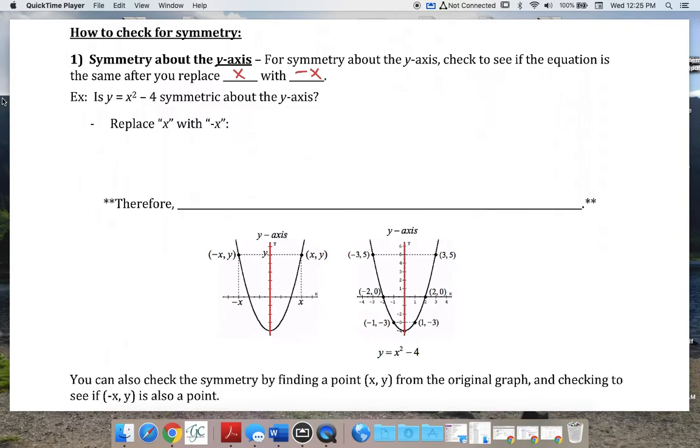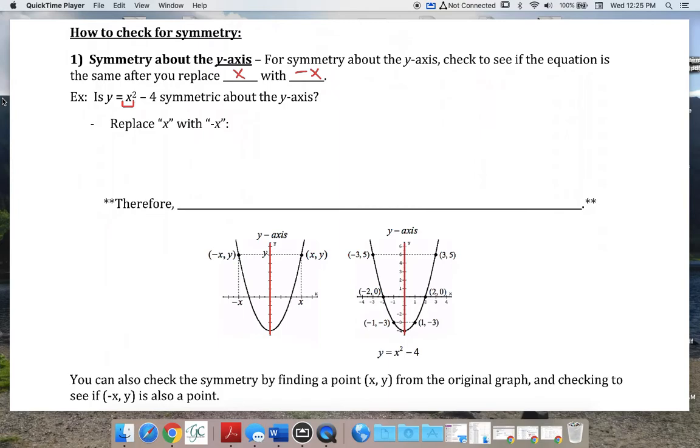So they've given us a sample equation here of y equals x squared minus 4. So where we have this x here in our equation, we're going to replace that with negative x. And when we simplify this, if we still end up with the equation x squared minus 4, then this graph is symmetric about the y-axis. If it gives us a new equation different from x squared minus 4, then this graph is not symmetric about the y-axis.